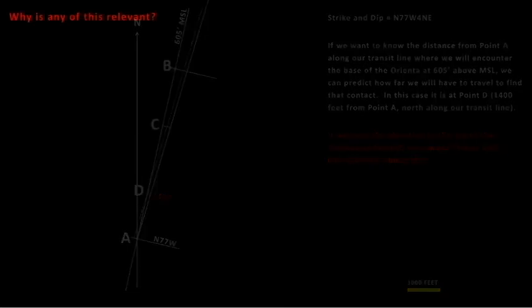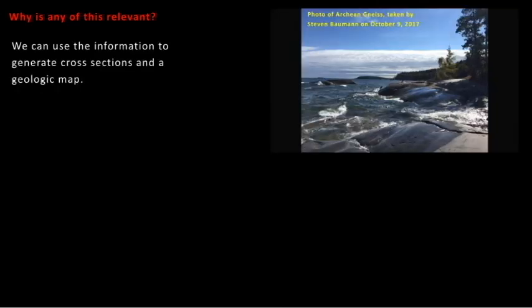Why is any of this relevant to anything? I just ran through you graphically how you can figure stuff out like this. Well, we can use this information to generate cross-sections on a geologic map. I do this all the time. Now, geologic maps aren't that simple. Geologic units are not planar throughout your map area. You have things like faults, you have folds, that mess with it. But in this example, we could use that to actually just do our cross-section.